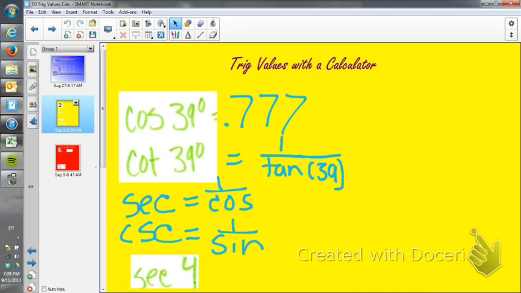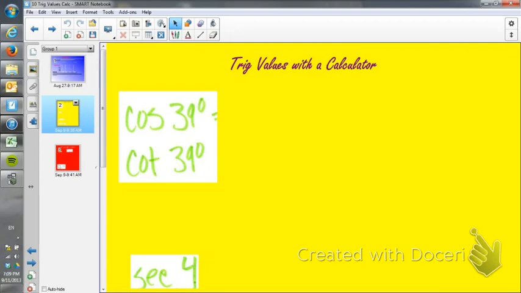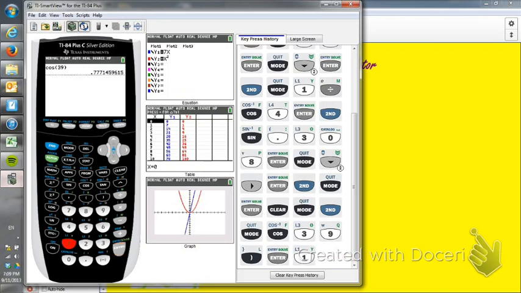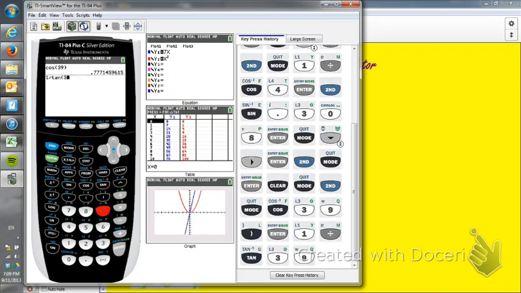So all I simply have to do then at this point is just go to my calculator. I'm still in degree mode, and type in 1 divided by the tangent of 39, and I get my ratio. It is 1.235.